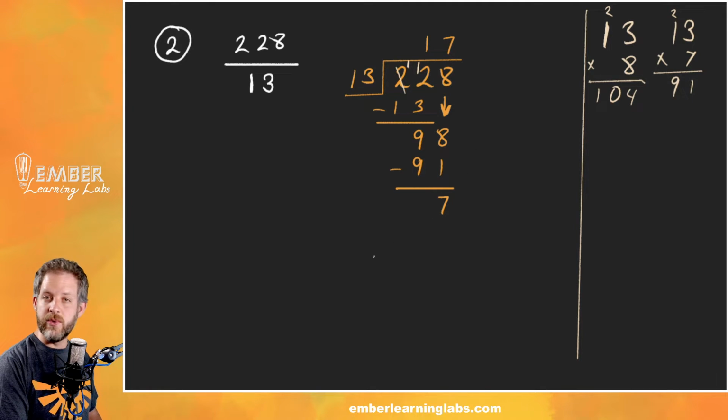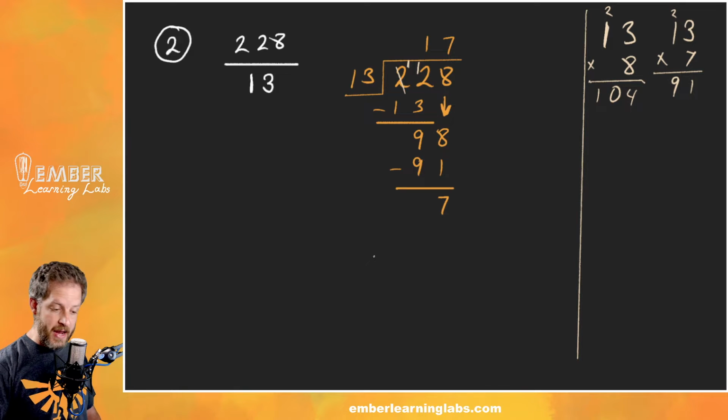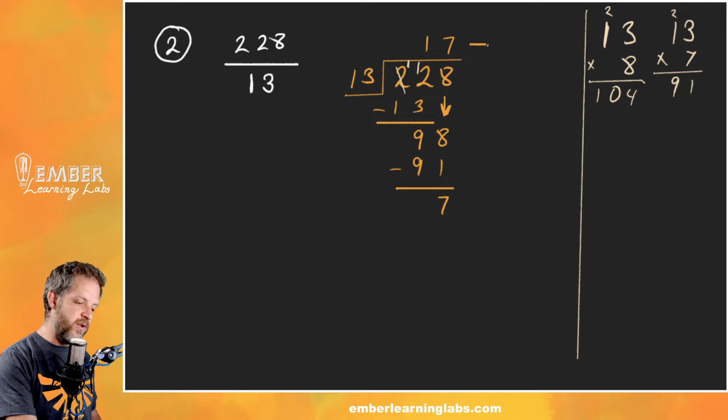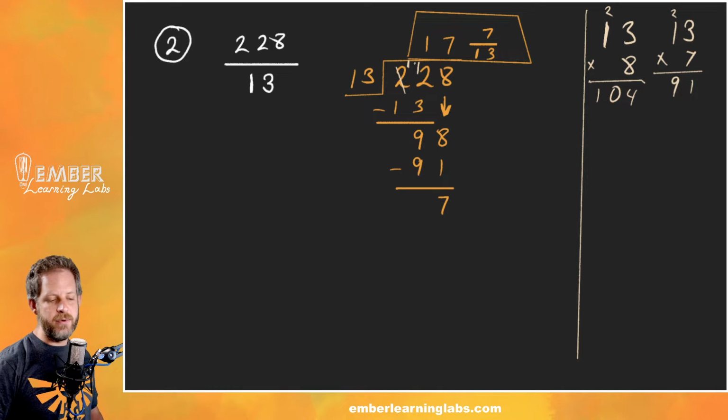Now we're at the end, so we're going to do the same thing. Instead of putting remainder 7, we're just going to do 17 and 7 over 13, which is that one on the board. So you see that the denominators stay the same from beginning to end. Okay, so that is our examples of converting an improper fraction to a mixed number.